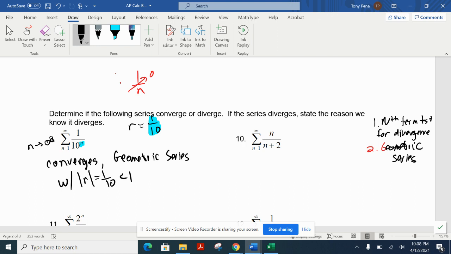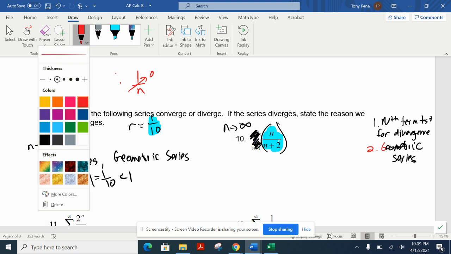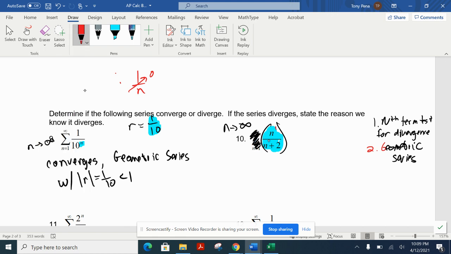All right, number 10. Same thought process, where we're going to ignore this initially, and we have to pass the nth term test. So as n goes to infinity, this function here has to go to 0. Well, if we look at what our exponents are, they're both a power of 1. So that means our limit should be the coefficients, so 1 and 1. So this has to have a limit of 1.